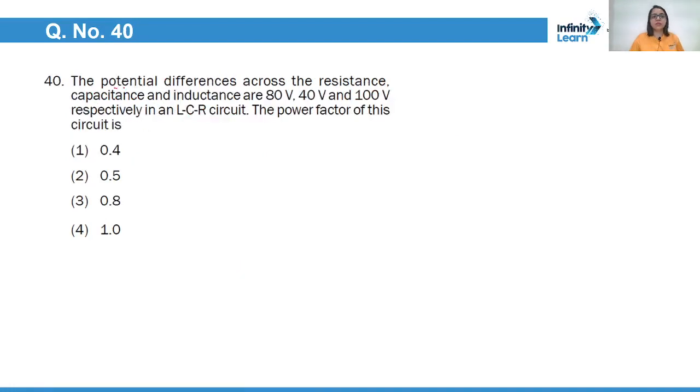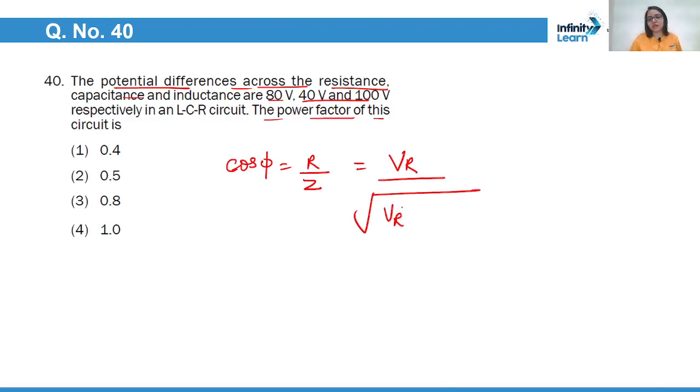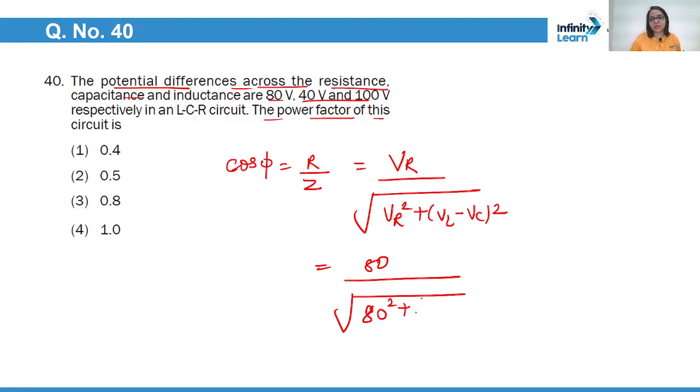Question number 40. The potential differences across the resistance, capacitance and inductance are as given. The power factor of the circuit is? So the power factor cos phi is R upon Z, which is VR upon under root of VR square plus VL minus VC whole square. So VR is 80, divided by under root of 80 square plus 100 minus 40 whole square, that is 60 square. So this will be 80 divided by 100, that is 0.8.